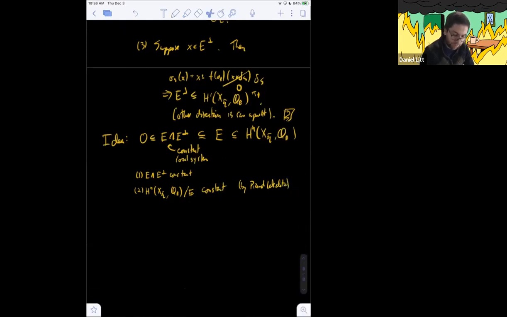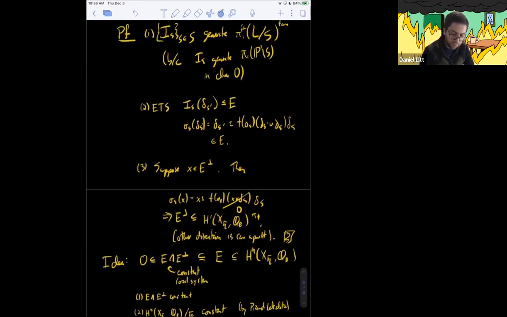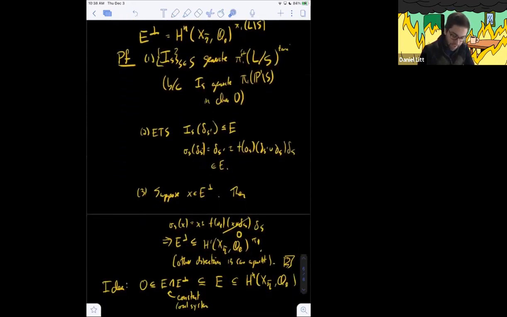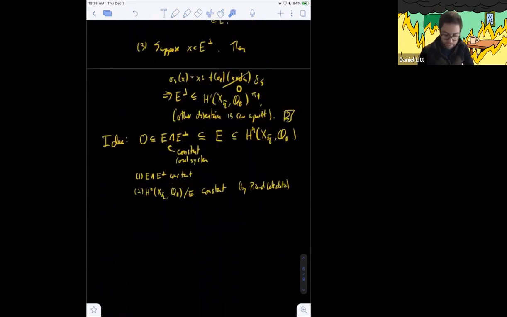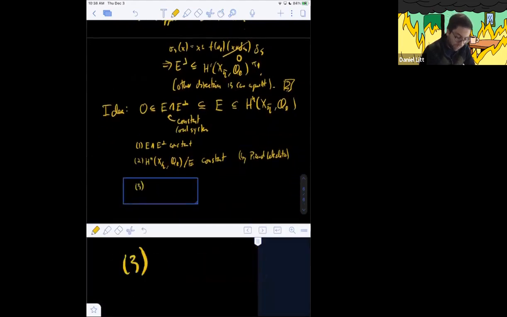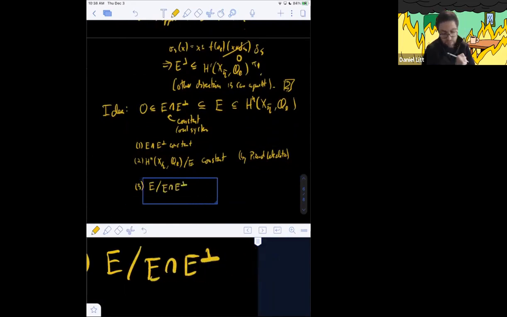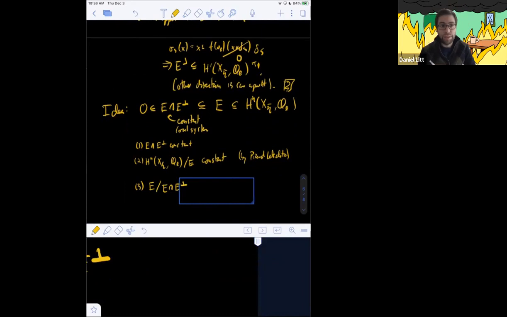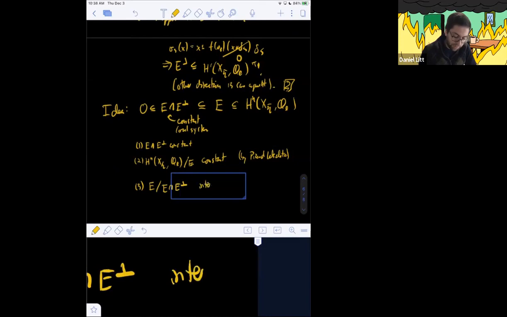Why is that? Let's just look at the formula again. How is some element of inertia acting on an element of this group? It takes that element and then adds something in E. So if you mod out by E, the action is trivial. So this action is constant here. And then the interesting part is if we take E mod E intersect E perp, so the vanishing cycles modulo the part of their orthogonal complement that's in their span. To understand this part, we're going to need the main lemma.